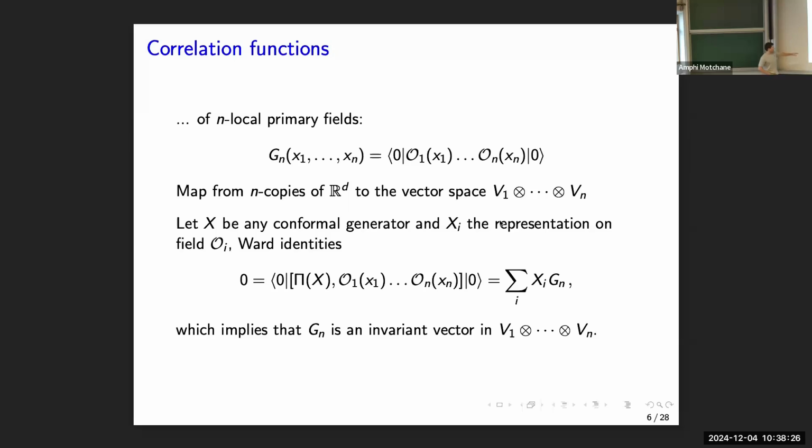It's going to be clear, but with this line, what I want to tell you is that G_n is not just a random tensor in this vector space, but it's the invariant vector under this conformal group inside this vector space. Let me just be more precise with this example.